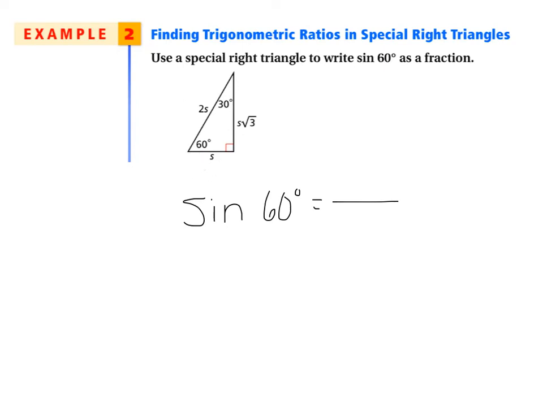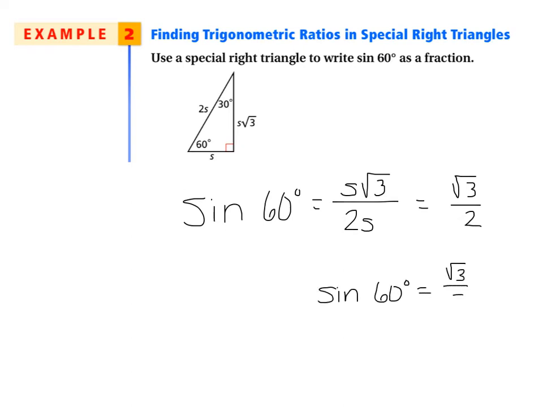So if sine of 60, and remember sine is what? Sine is opposite over hypotenuse. Opposite over hypotenuse would give us the ratio s root 3 divided by 2s. So we'd have to simplify that. That would simplify into root 3 divided by 2, since the s's do cancel. So your answer would be sine of 60 degrees equals root 3 divided by 2.